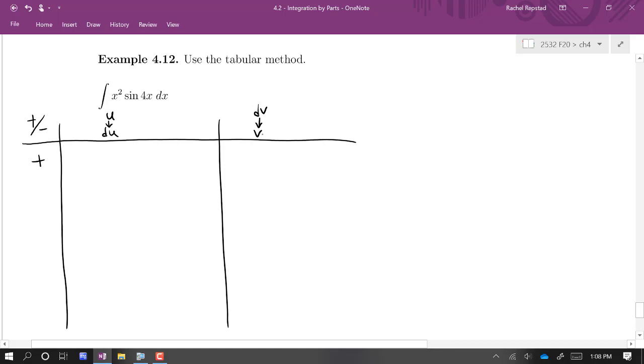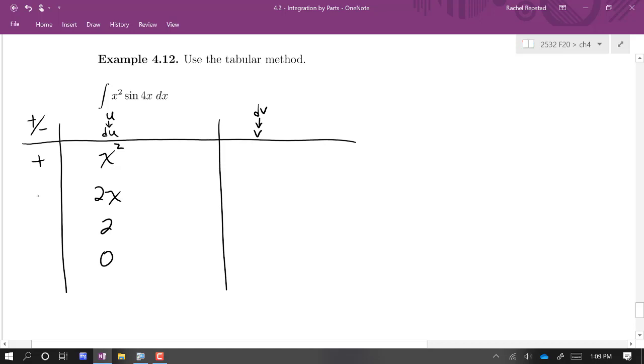process. So in this tabular method for these types of integrals, you always let u equal the power of x. So u is equal to x squared, and I do this middle column first. Take the derivative, we get 2x. Take the derivative again, we get 2. Take the derivative again, we get 0. That's how I know that's where the process will terminate. So I don't have to go any further than that.